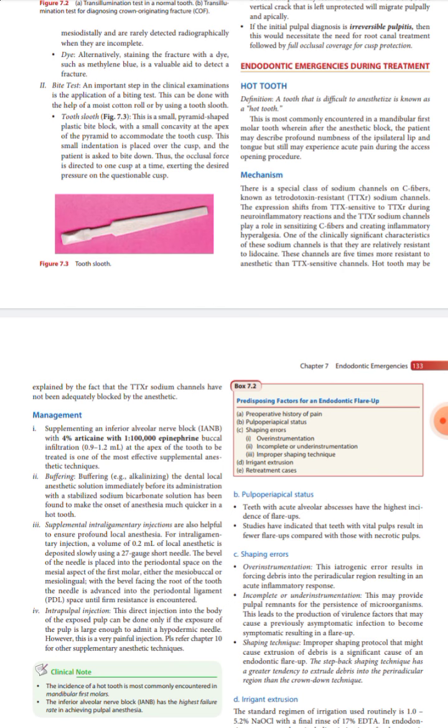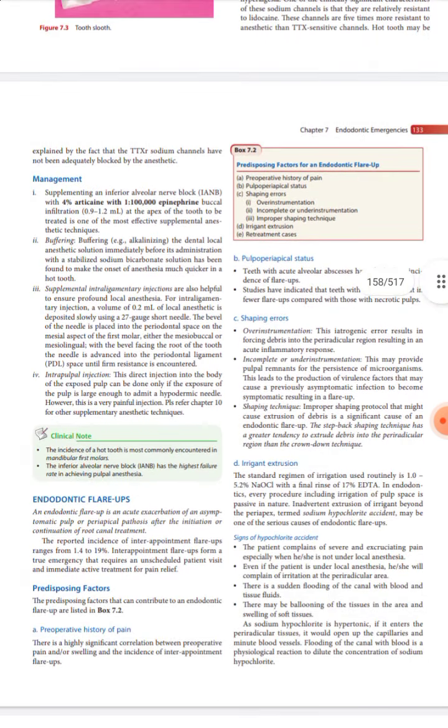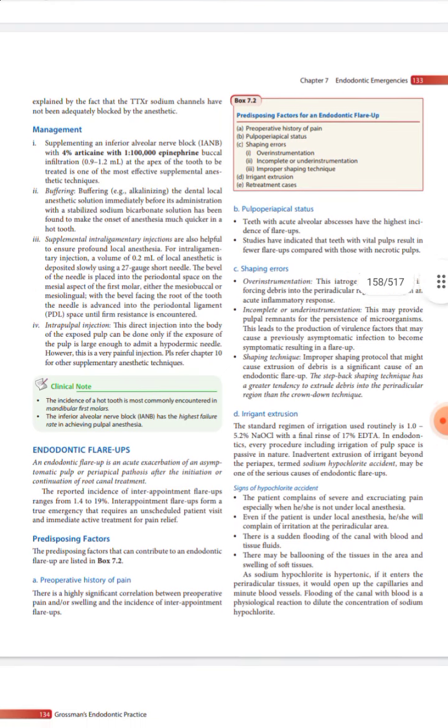For intraligamentary injections, a volume of 0.2 ml of local anesthetic is deposited slowly using a 27 gauge short needle at the mesial aspect of the first molar, either mesiobuccal or mesiolingual, with the bevel facing the root of the tooth. The needle is advanced into the periodontal ligament space until firm resistance is encountered. The incidence of hot tooth is most commonly encountered in the mandibular first molar.